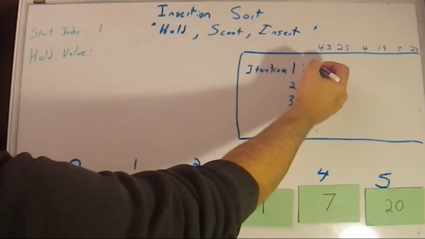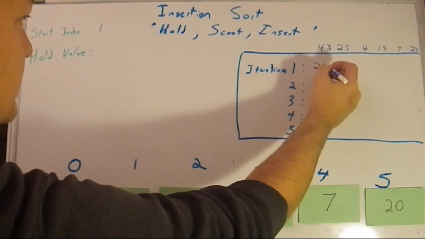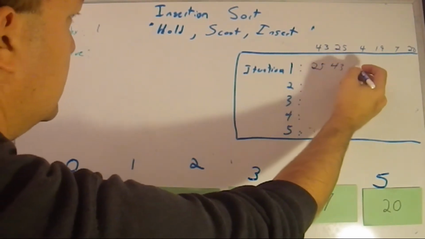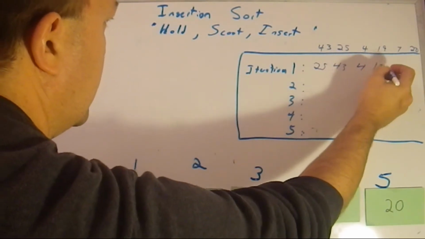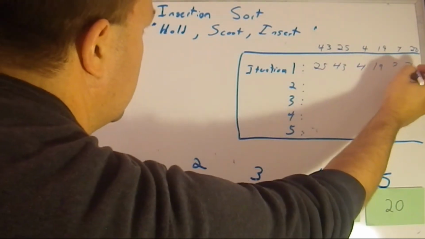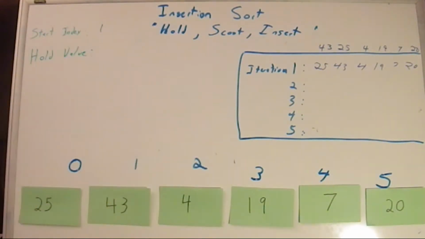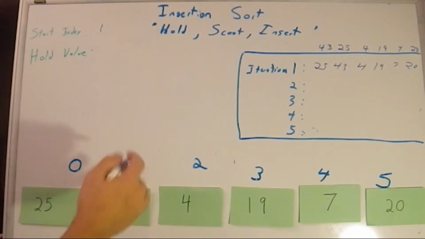So in our first iteration, it looks like 25, 43, 4, 19, 7, 20. Now, take into account the sort that we're doing is sorting it from lowest to highest. We'd have a different algorithm. We'd swap it if it was less than the value that we held rather than greater than the value that we held. So we've locked this down.